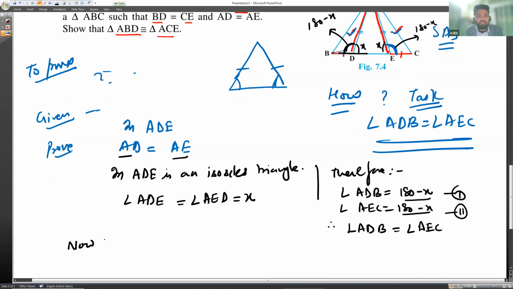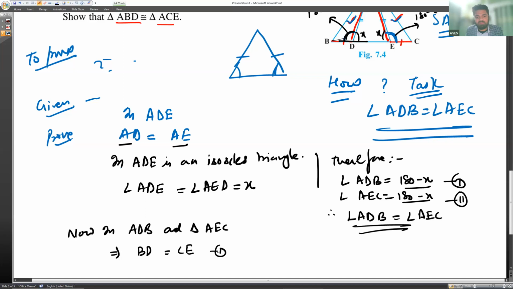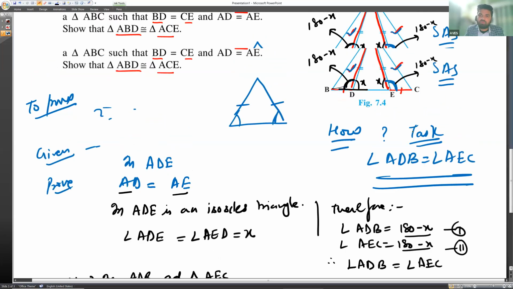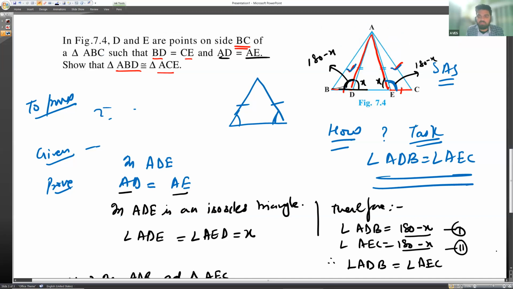Now, which triangles will you take? In triangle ADB and triangle AEC, it is given to you that BD is equal to CE. It is given. First thing. Second thing, the second side is also given to you. This side AD is equal to AE, it is also given to you.